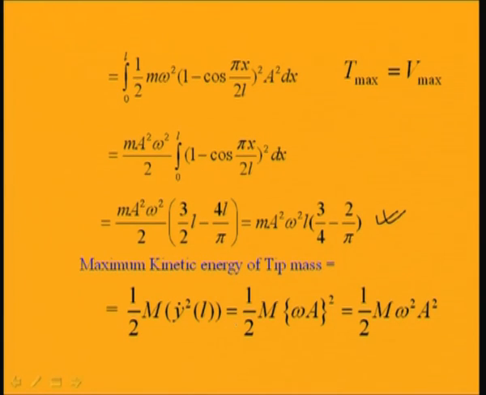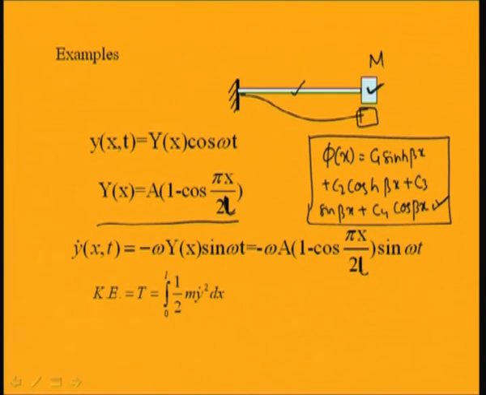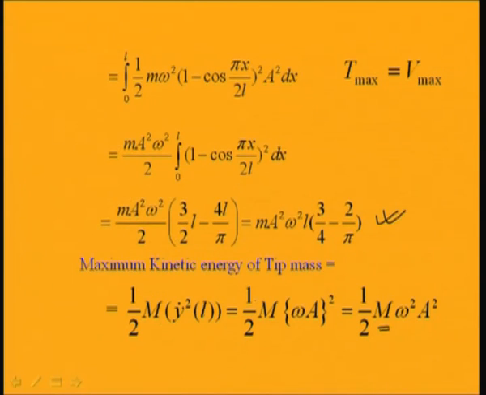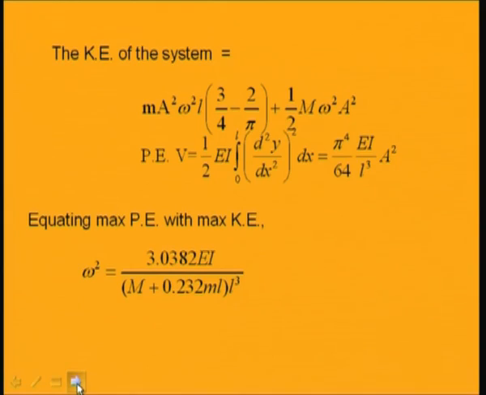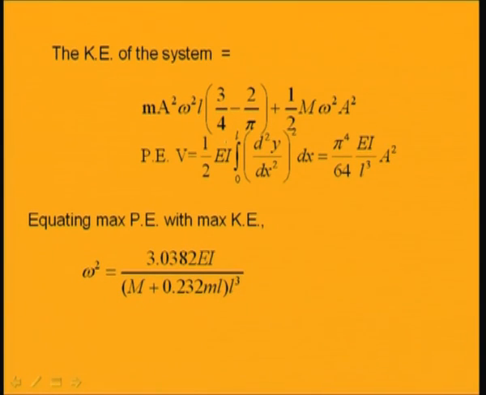So, the maximum kinetic energy of this mass will be equal to half m omega square a square, where m is the tip mass. The maximum kinetic energy of the tip mass you have already obtained, and this is the maximum kinetic energy of the beam. By adding these two, we can find the total kinetic energy of the system: m a square omega square L (3 by 4 minus 2 by pi) plus half m omega square a square.